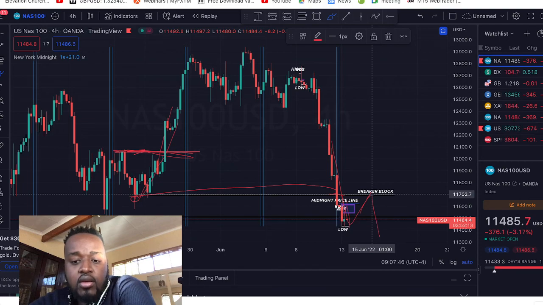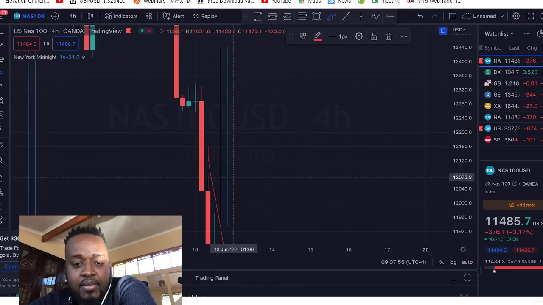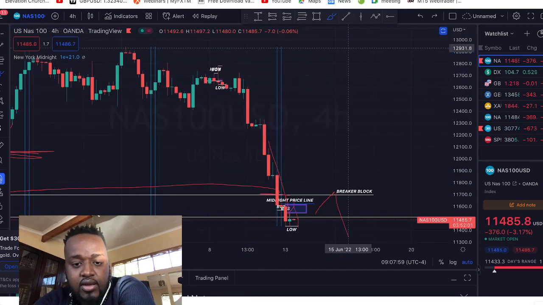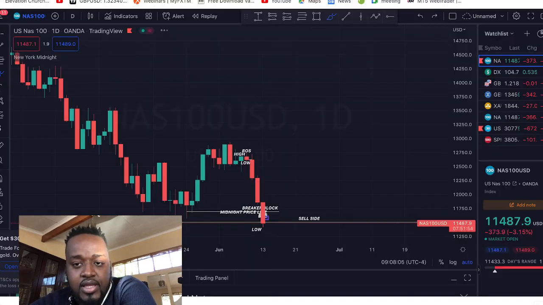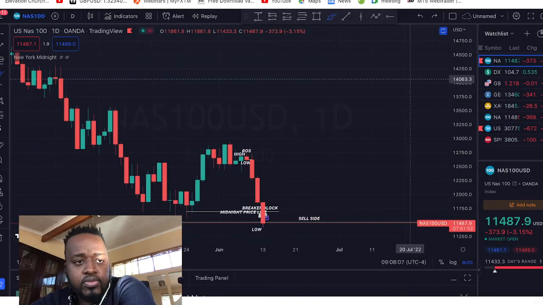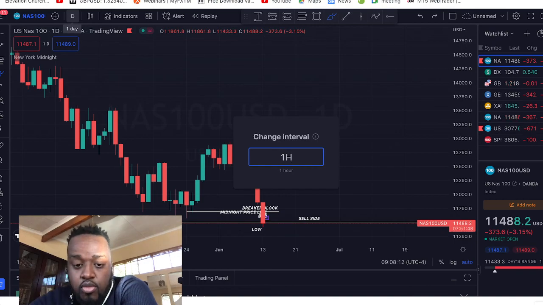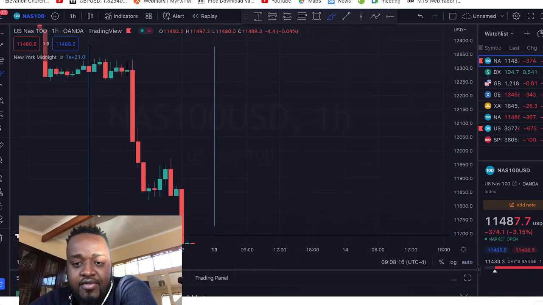On the 4 hour, I am a bit bullish, to be honest with you. Let's go back. Let's just get rid of all those annotations. Here we go. On the 4 hour, I am a bit bullish. I'm expecting price to, let's go to the 1 hour. I'm expecting price to go back up to that breaker block, if not at the very least.